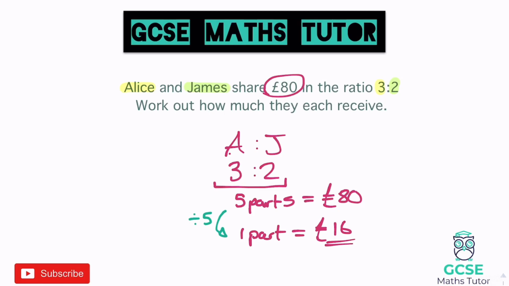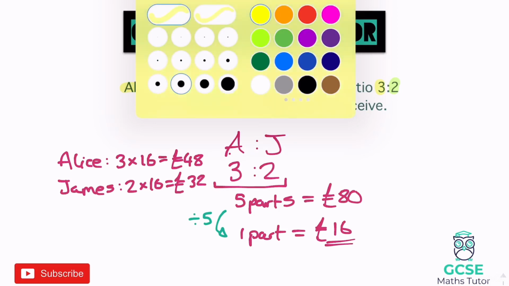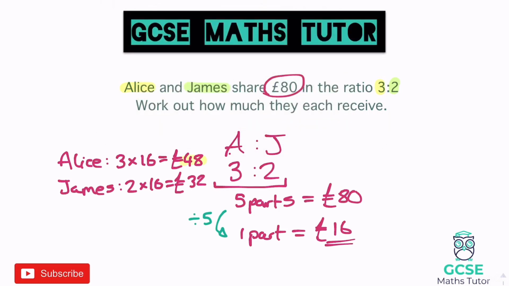Now Alice is getting 3 of those parts, so Alice is going to get 3 times 16, which is £48. And James is getting 2 of them, so James's share is 2 lots of 16, which equals £32. And you can always do a quick check at the end, because those two numbers should add together to make the original 80, and 48 plus 32 adds together to make 80.